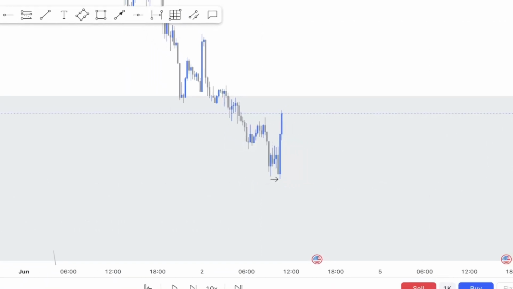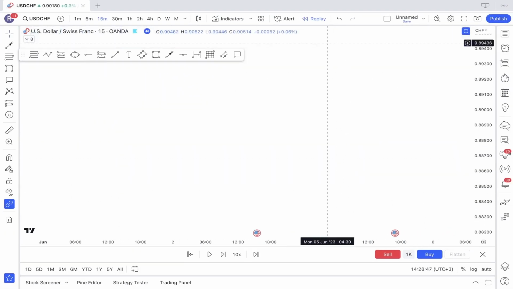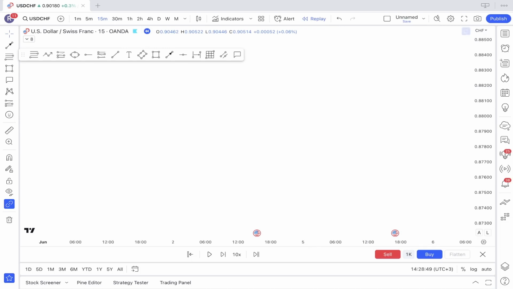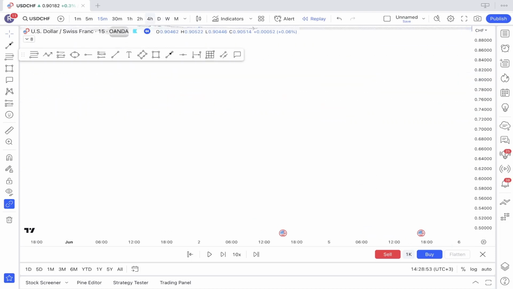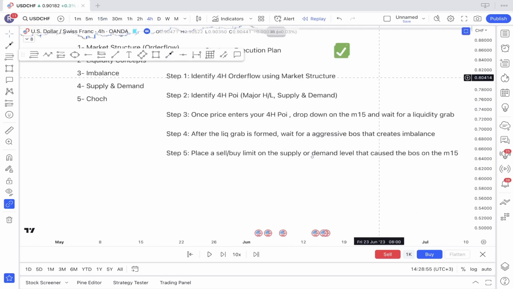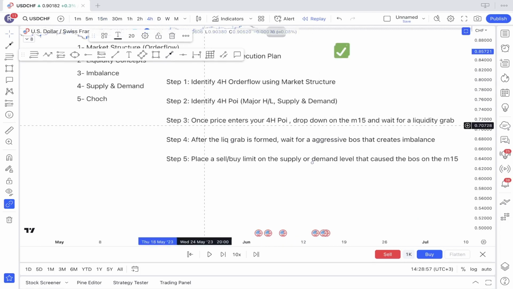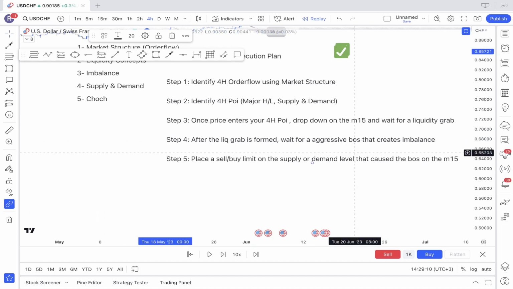So that means that step number 3, I think, is covered. Let me quickly go on the 4-hour. And so step number 3, once price enters your 4-hour point of interest, drop down on the M15 and wait for a liquidity grab. Okay, we did that. We waited for a liquidity grab. We had it.